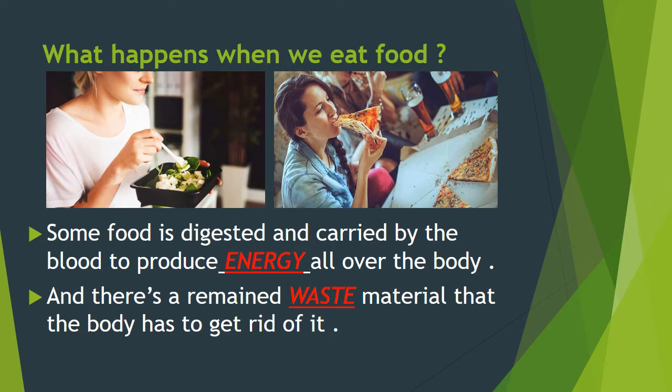Okay? This is some food. The remaining food, where does it go? It remains as waste, okay? As a waste material that the body has to get rid of. So some of the food is digested to produce energy, and the remainder is waste material that the body has to get rid of. And we have said that getting rid of waste material is called what? This is called excretion. Do you remember? Excretion.